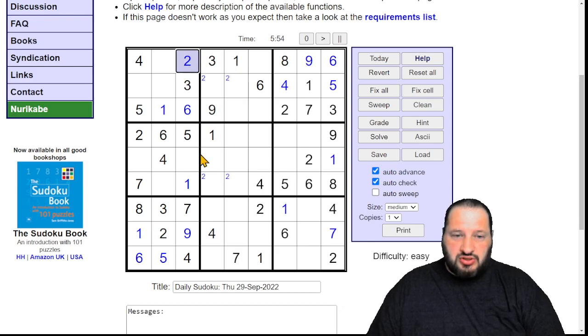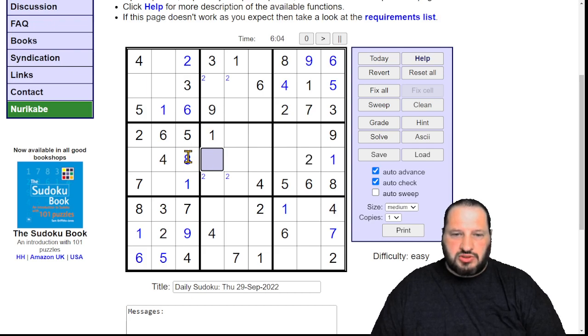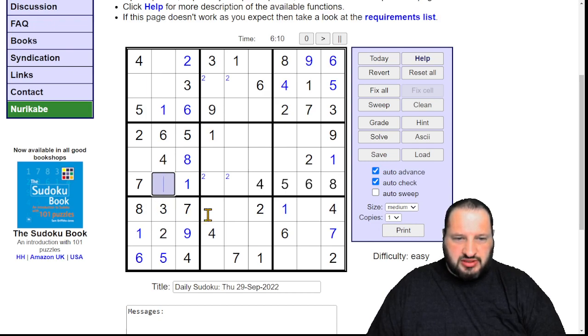Now when we put this 2 in, we left this column just missing one number. 1, 2, 3, 4, 5, 6, 7, 8. So we put our 8 in there. Okay, so now we've got 2 numbers that are missing. What are we missing? Looks like a 3 and a 9.